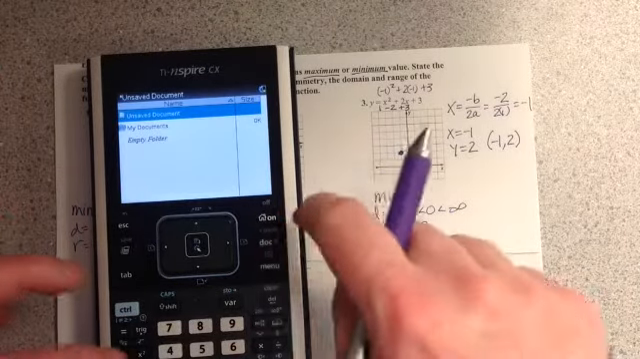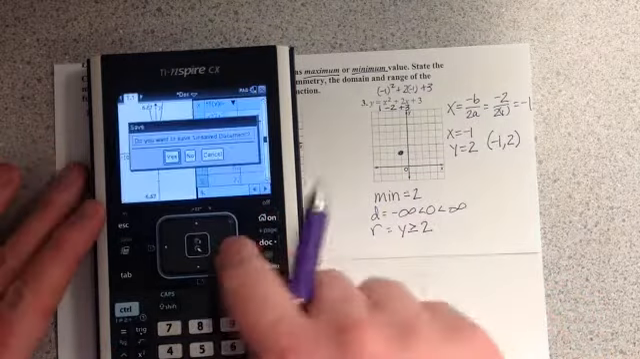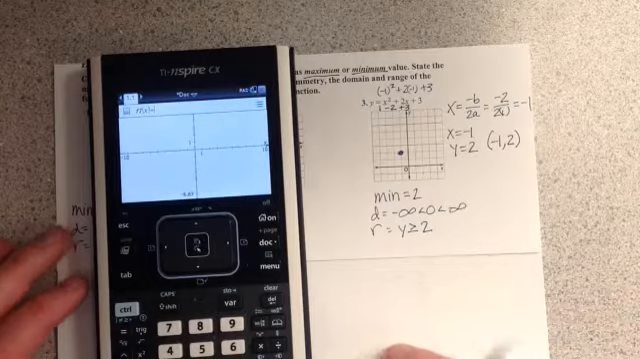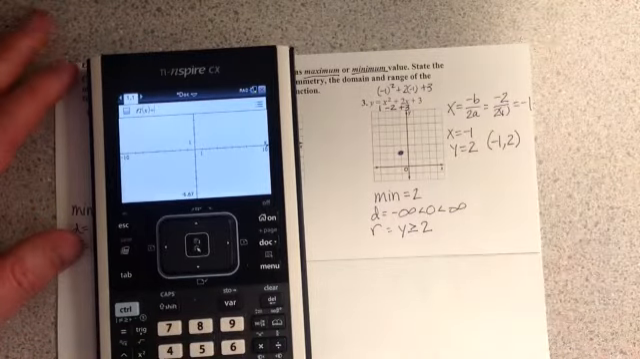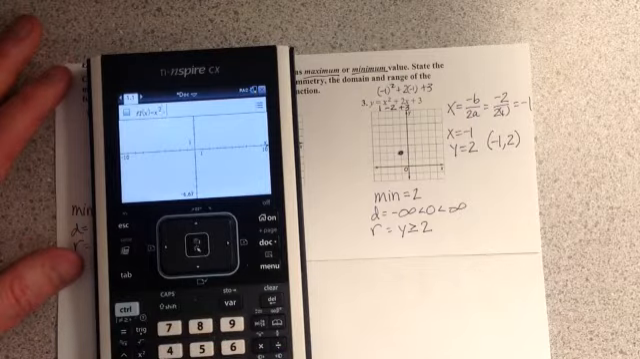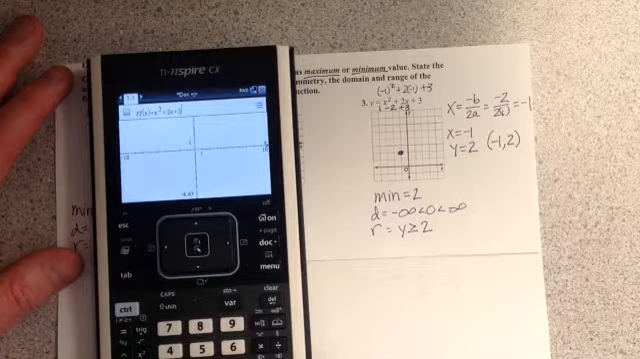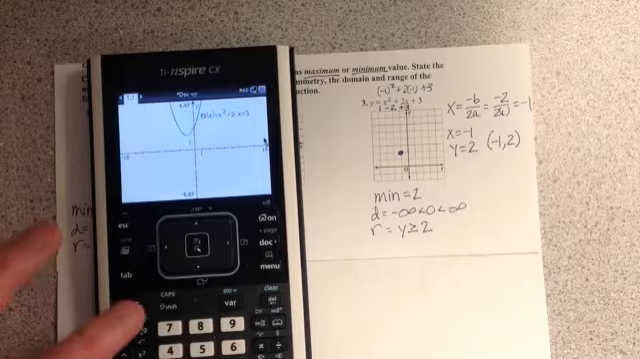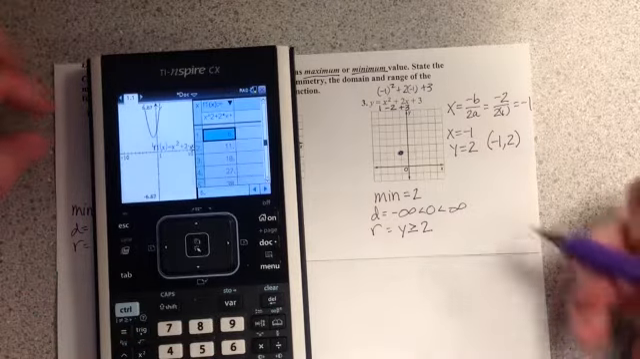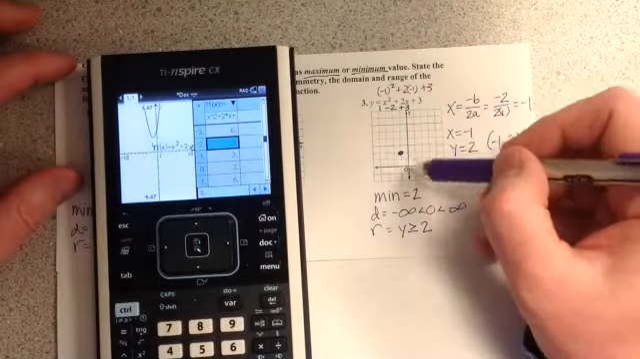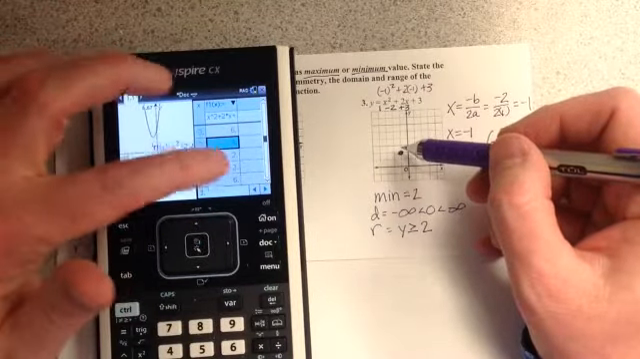Whoops, I didn't want that. Let's go back home and do 1, no. And we're going to graph x squared plus 2x plus 3. So we go x squared plus 2x plus 3. And we hit enter. And we do Control T for our table. And so we're going to go up a little bit. We know that our vertex is negative 1, 2, so we can find that on the table.